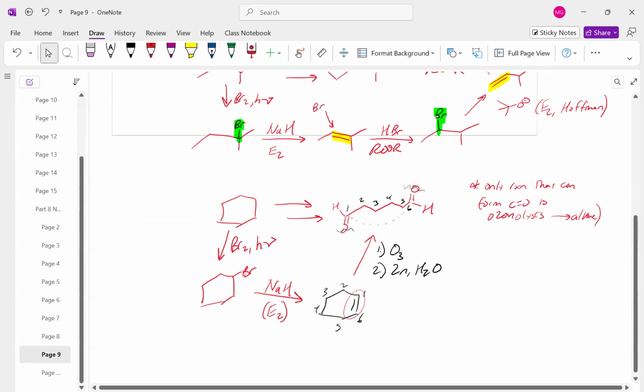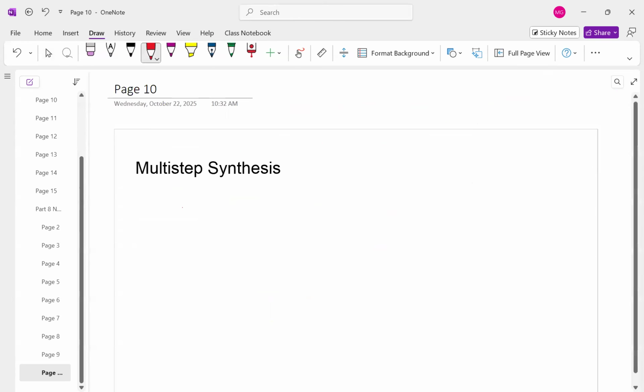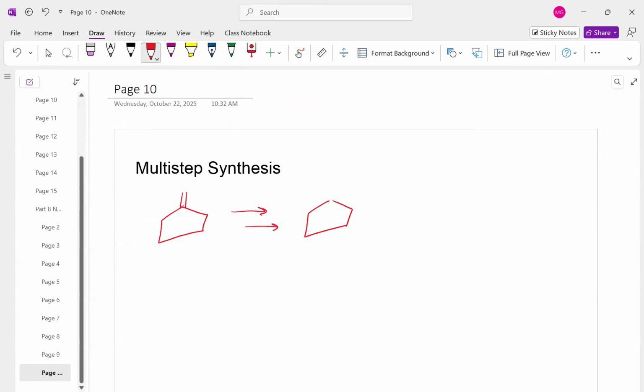All right, so notice how we're combining reactions from multiple units with these multi-step synthesis. So let's do one more. So we're going to start with this alkene. And we're going to go to this product. And then we do end up with the enantiomer, but let's just kind of focus on getting to this here.